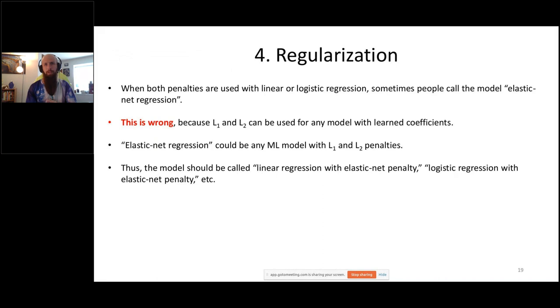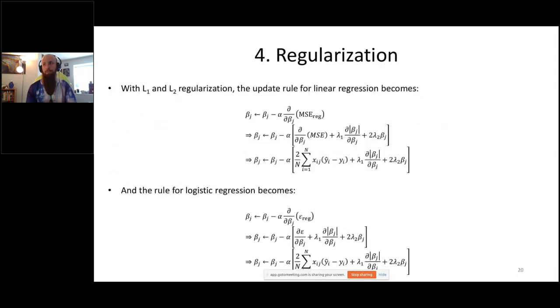Usually when people say elastic net regression, they mean they used L1 and L2 with linear regression, but that's not always clear. So the correct terminology would be linear regression with an elastic net penalty or logistic regression with an elastic net penalty, etc. Maybe that's just a pet peeve of mine. I'm not sure. I've seen it quite a few times.